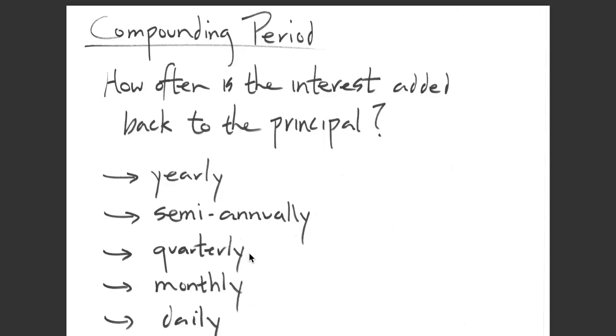Quarterly compounding would mean you do it 4 times a year. So the interest accumulates every 3 months, and then you cycle that back into the account and keep going. And then there's monthly compounding. So that would mean every month you cycle the interest back in. And even daily compounding, where you earn interest over a day, and then at the end of each day, you cycle that interest back into the principal.